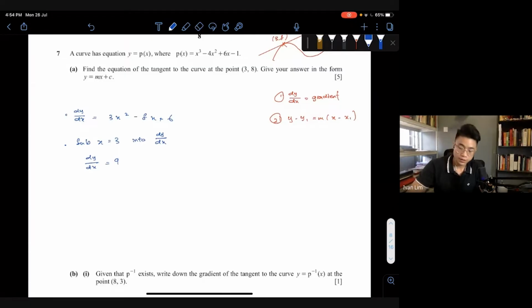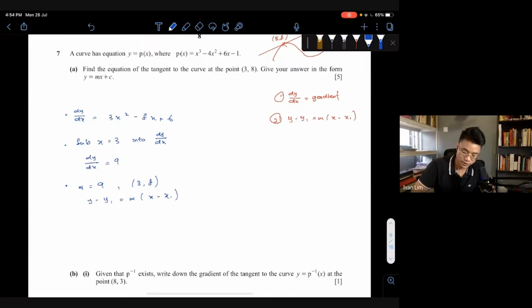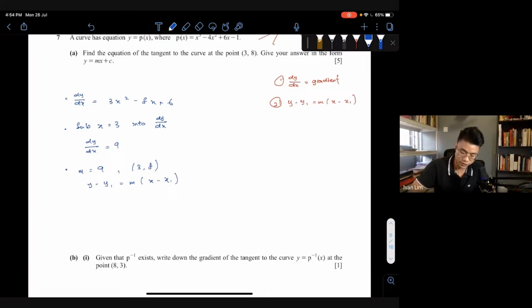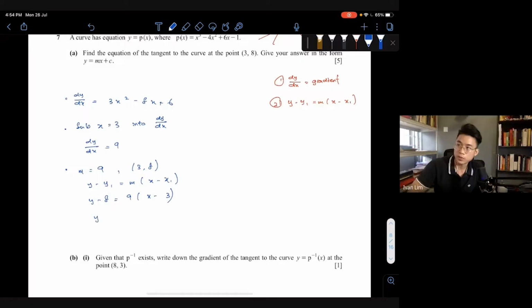After we find 9, we have our gradient is 9, and then we have our point is 3, 8. Sub into the equation of tangent, the equation of a straight line: y minus y1 equals m times x minus x1, so y minus 8 equals 9 times x minus 3. So y equals 9x minus 19. Y equals 9x minus 19. Got this?